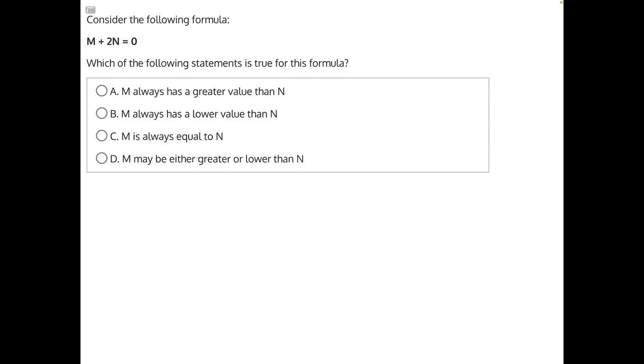Consider the following formula. Which of the following statements is true for this formula? To solve this question, we first need to put our variables in terms of one another, so get them on opposite sides of the equal sign. We can do that by subtracting 2n from both sides. That would give us m is equal to, these two n's would cancel, giving us m equals negative 2n. This is our new equation that'll make it easier for us to tell which statements are true.